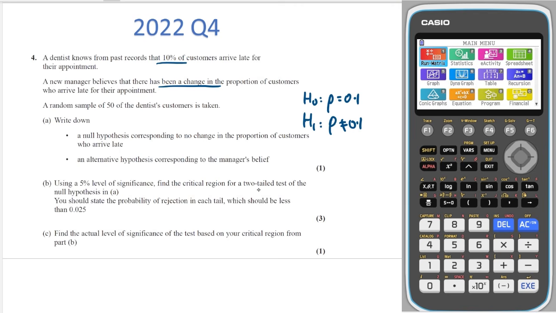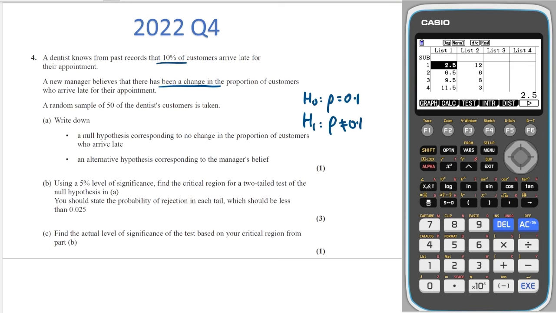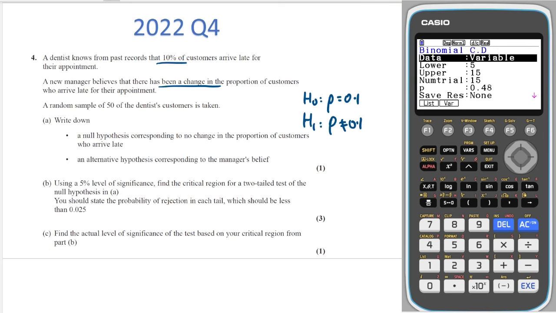Okay, part B is asking me to do a hypothesis test. It says find the critical region of the hypothesis test. So again, I could do this two ways. I could do it in statistics mode, and I would click distribution, binomial, and CD, and I'd first type in that there were 50 trials and the probability is 0.1. So I'd expect there to be 5, multiplying the number of trials by the probability.